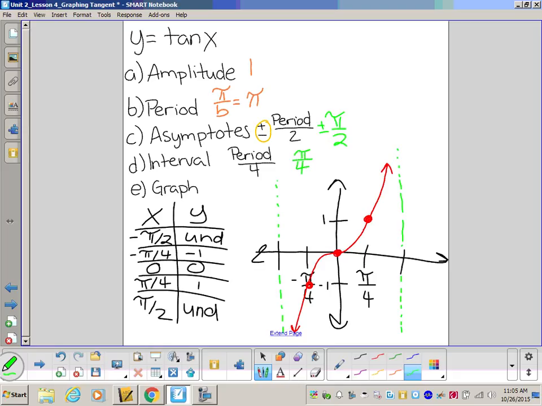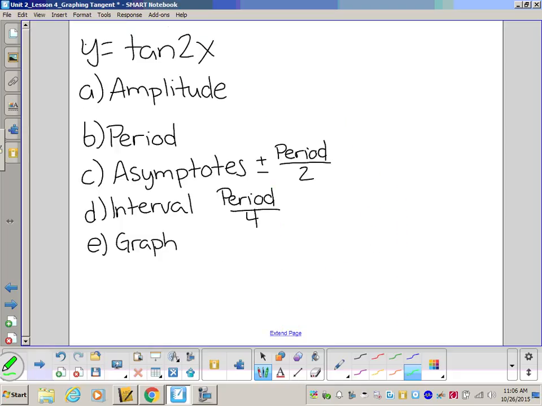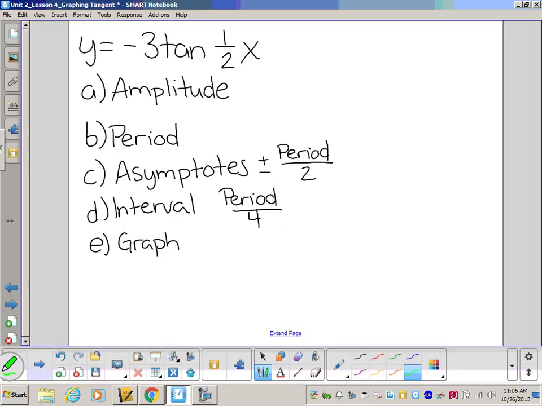Questions about plain old tangent? All right, I want you to try that one.